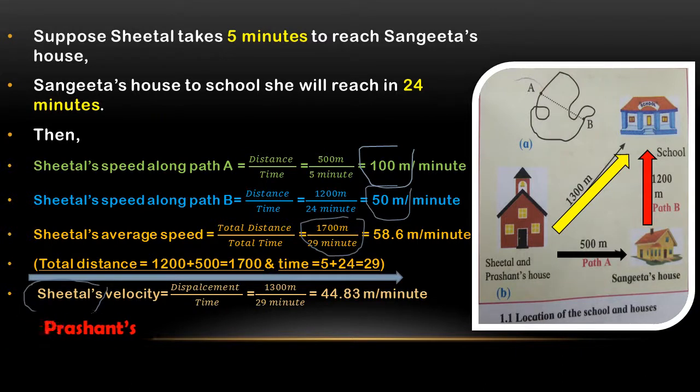Actually it should be Prashant's velocity now, because in the figure it is clearly seen that the displacement of Prashant will be 1300. Now displacement means the minimum or shortest distance, right? So it will be Prashant's velocity, which equals displacement upon time, and displacement is 1300, and the total time will be 29 minutes. So after division we will get the answer 58.6 meters per minute.